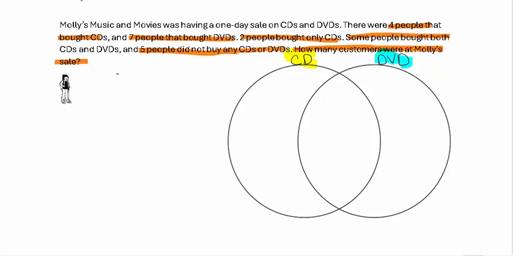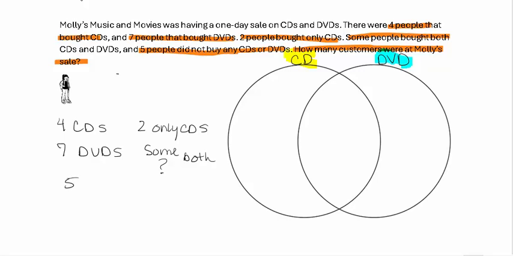Let's make little notes over here so we can see what we have. So there were 4 people that bought CDs, 7 bought DVDs, 2 bought only CDs, some, we're not sure how many, bought both, and 5 bought nothing. They didn't buy anything. So I'll write nothing. All right, and the question is how many people were at the sale?